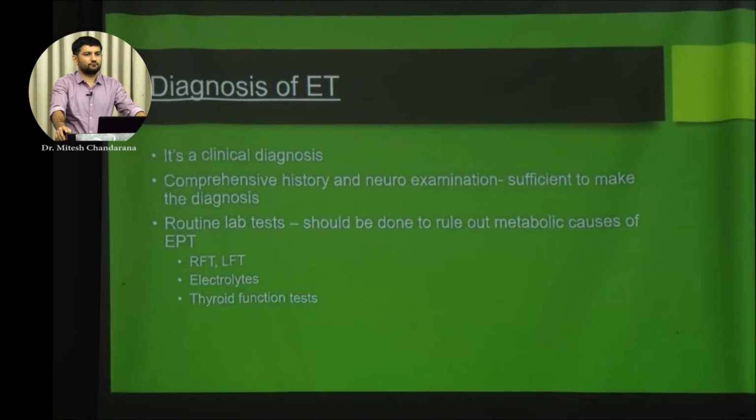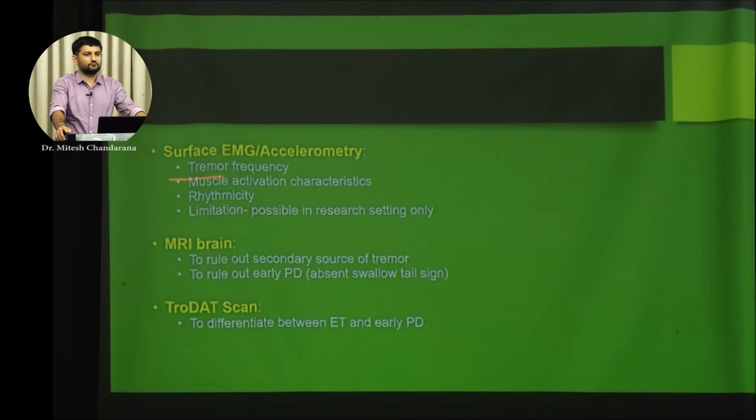So that was the motive of this discussion. Then diagnosis of ET, it's a clinical diagnosis with comprehensive history and neuro examination. Routine laboratory tests should be done to rule out enhanced physiological tremor, like thyroid antibodies, thyroid function test, electrolytes, RFT, LFT. And surface EMG and accelerometry can help identify the tremor frequency, activation characteristic, and rhythmicity. But the limitation is that it is possible only in research setting.